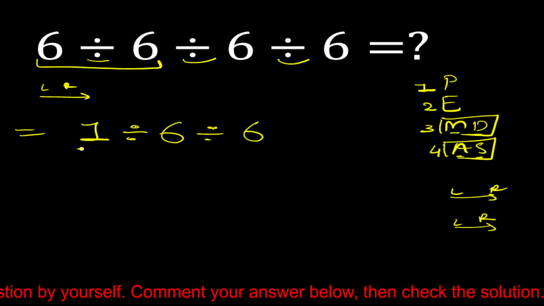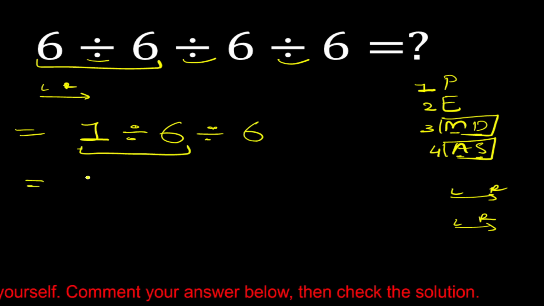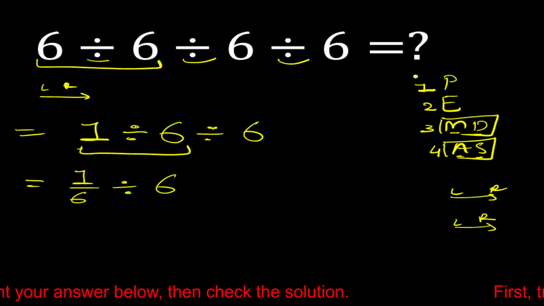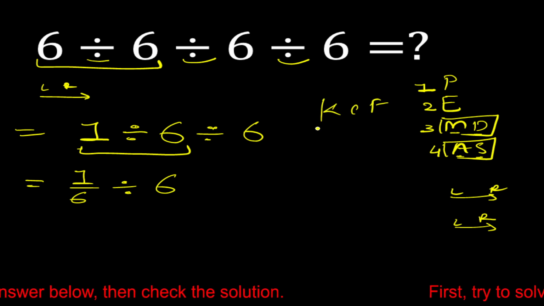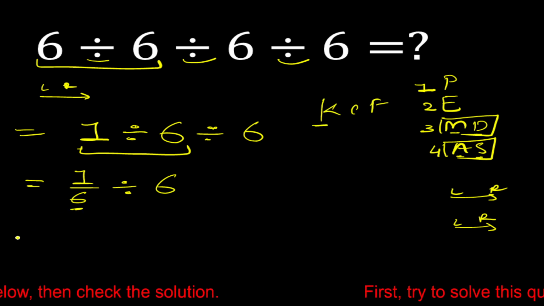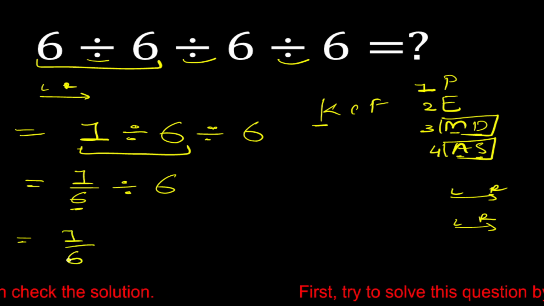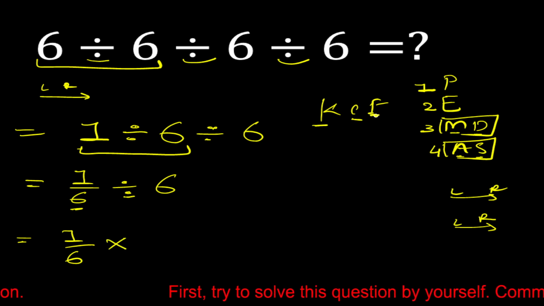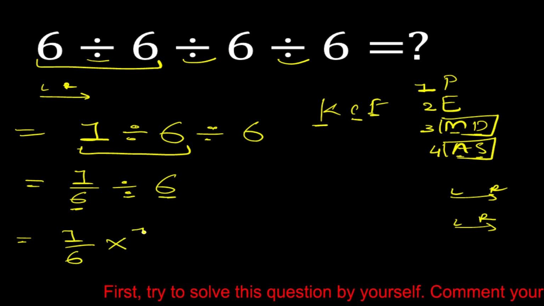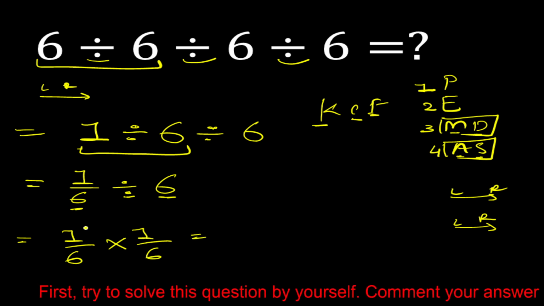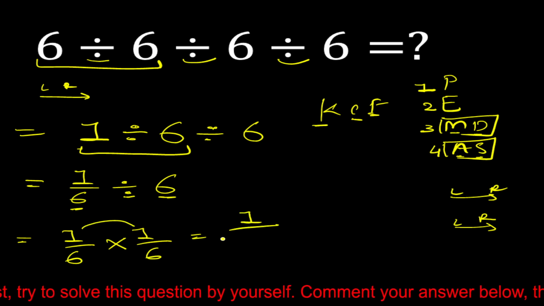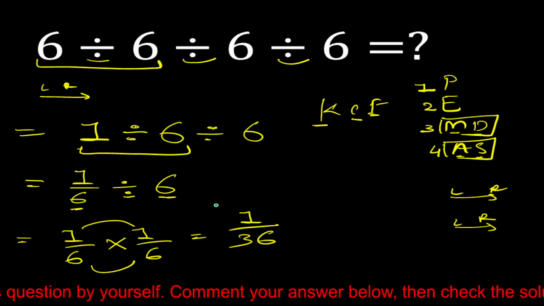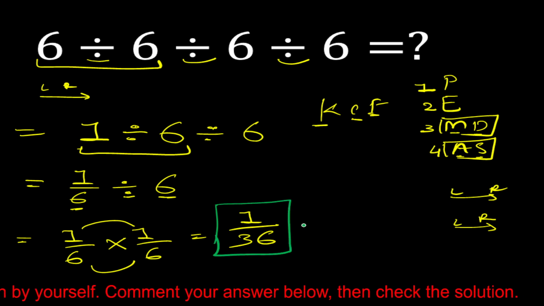Okay, now 1 divided by 6 can be written as 1 upon 6 divided by 6. Okay, now according to the KCF rule, K means keep this 1 upon 6 as it is, the same. C means change this sign from division to multiplication. And F means flip this fraction, 6 is equal to 1 upon 6. So it is equal to 1 multiply 1 is equal to 1. Then 6 multiply 6 is equal to 36. Okay. So 1 upon 36 is the correct answer.